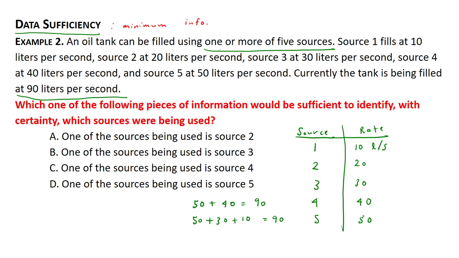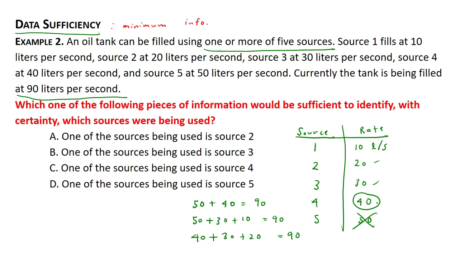So next we consider the possibility where we are not using source 5. So we are making our search more organized, okay? So that means let us assume that we are using source 4. What are the ways to produce 90? Well, one way is to use sources 3 and 2. That will give us a rate of 90 liters per second.